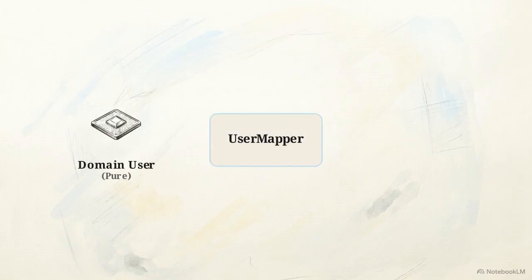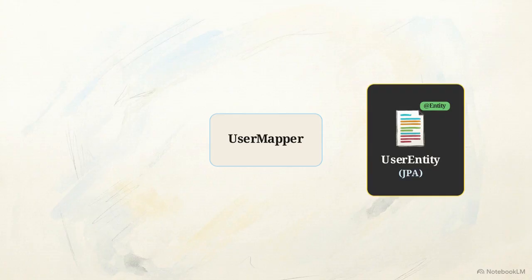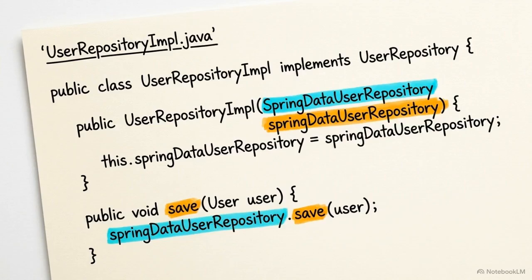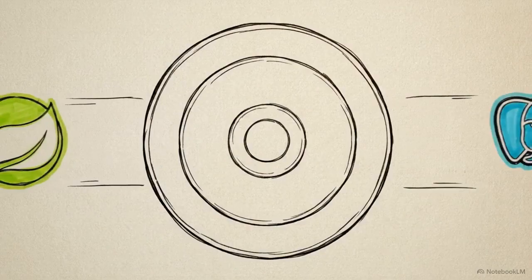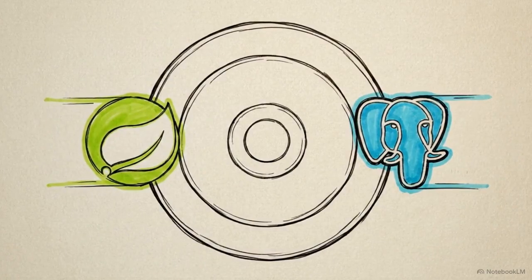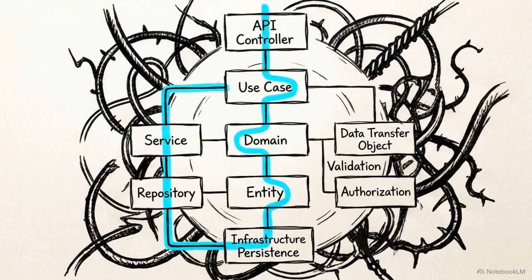Third is the user mapper. It translates the pure domain object into the database-specific entity. Finally, we reach the implementation, UserRepositoryImpl. This implementation file satisfies the pure domain interface we saw earlier, but under the hood, it secretly delegates the actual SQL execution to the SpringDataUserRepository. The infrastructure layer absorbs the framework requirements, allowing the rest of the application to remain independent of the database. We have traced the complete lifecycle of a single request.